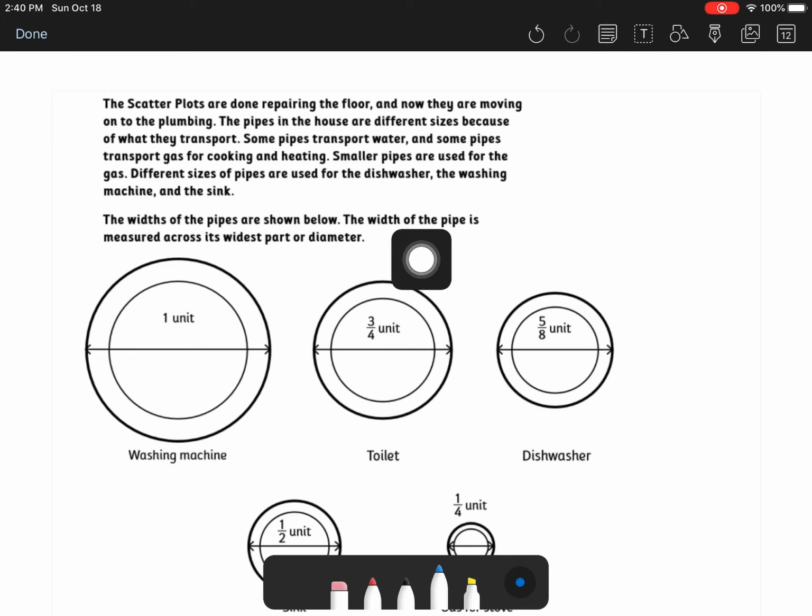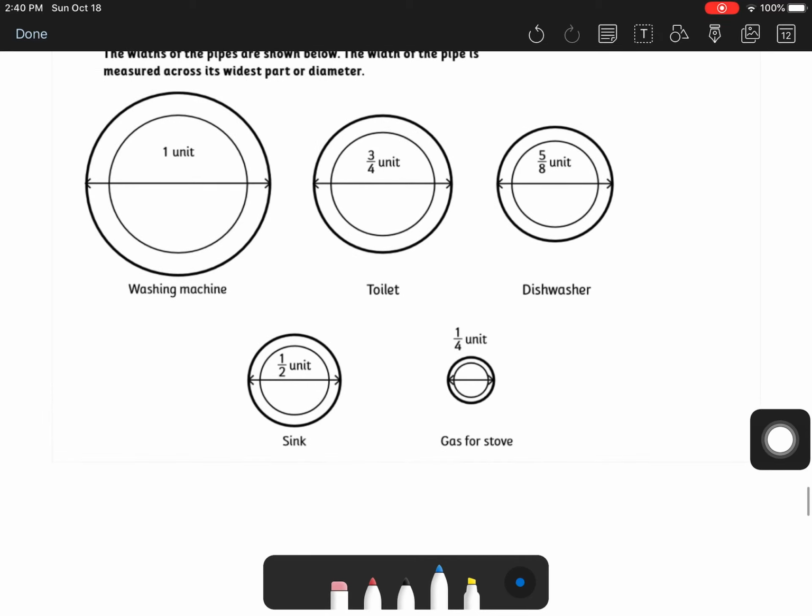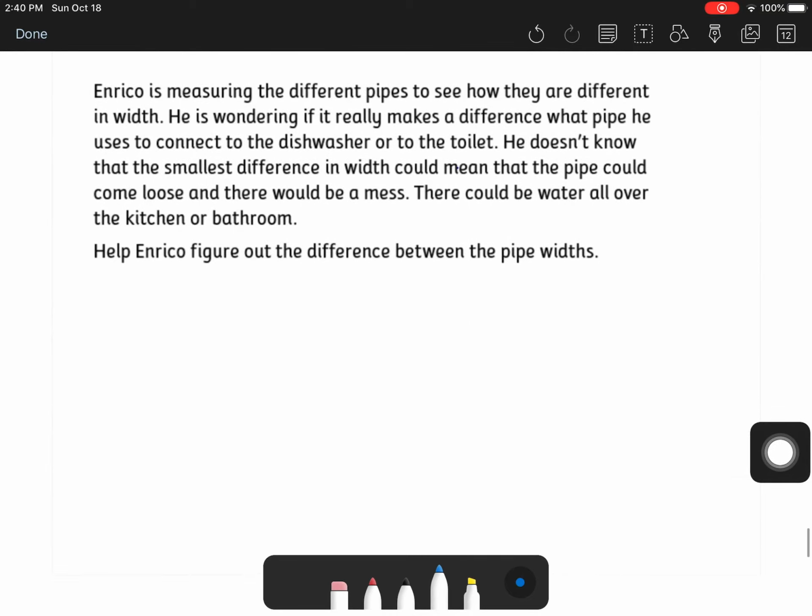Okay, so the widths of the pipes are shown below here. The width of a pipe is measured across its widest part, or the diameter. So we've got a 1 inch, or I guess it says 1 unit. 1 unit, 3/4 unit, and 5/8 unit. And okay, they just tell us what they're for. Washing machine, toilet, dishwasher. The sink is 1/2, and the gas for the stove is 1/4.